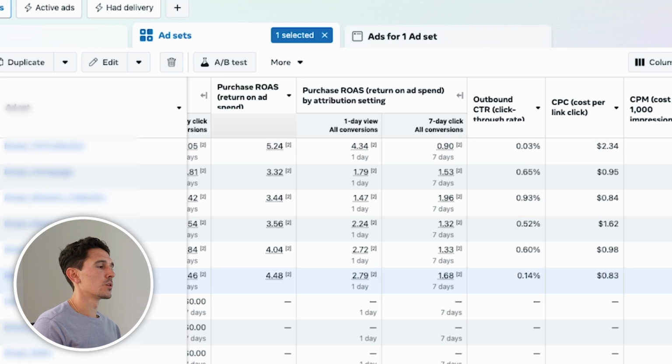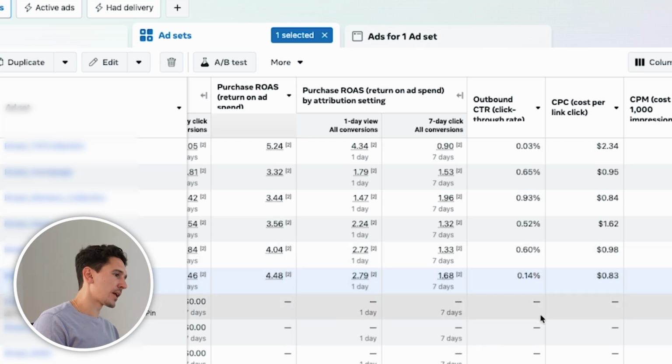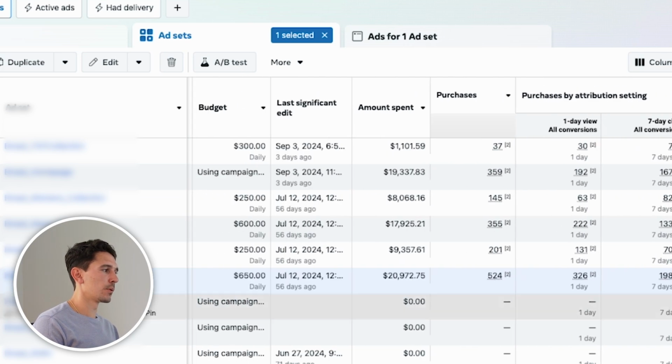What we need to make sure is we're always checking our click-through rates and our CPCs. If we see a huge difference in this, then that's a really strong indication, hey, maybe this is a time when we can pause this ad set. If this had a very low return on ad spend, which would be right here, and it had a very high click-through rate, and it was spending a lot, then yes, I would not have a problem pausing this.